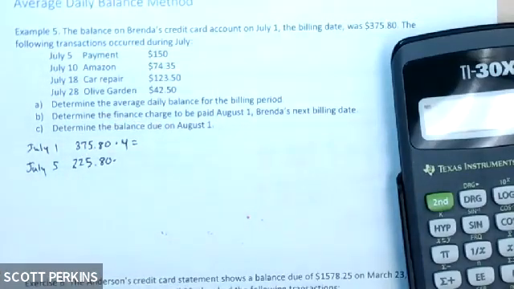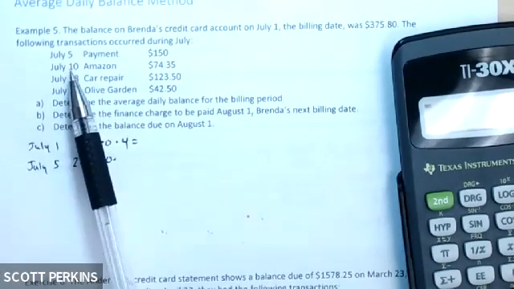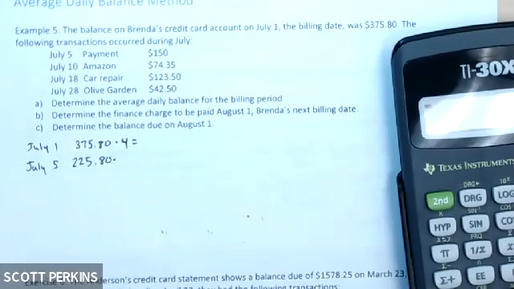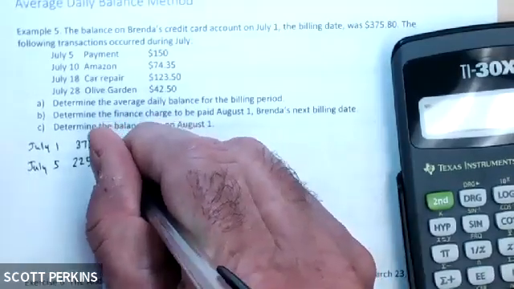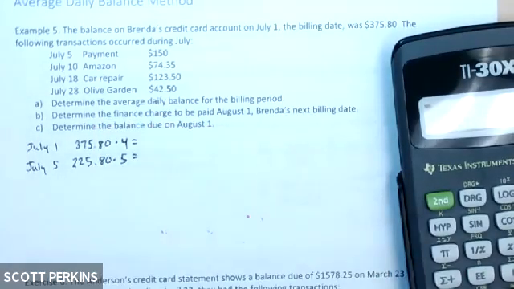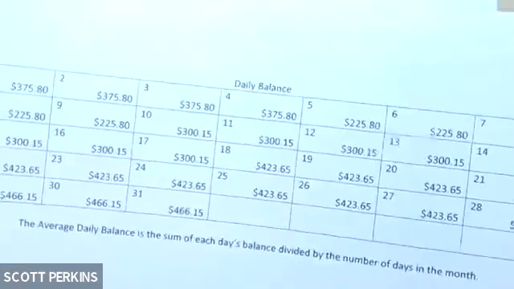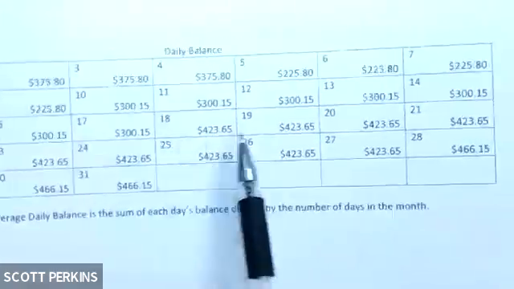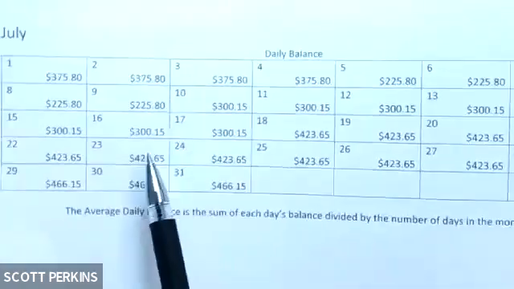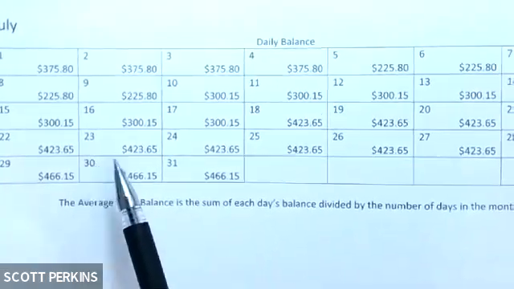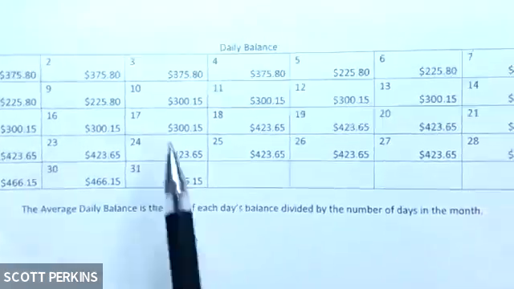Well, how many days is it 225.80? So it doesn't change until the 10th. So here we go. July 5th, 6th, 7th, 8th, 9th. How many days is that? 5. I know you can read my fingers, but I'd like you to verbalize. Again, all I'm doing now is counting up what I did for you in this little demonstration where I've already done this.